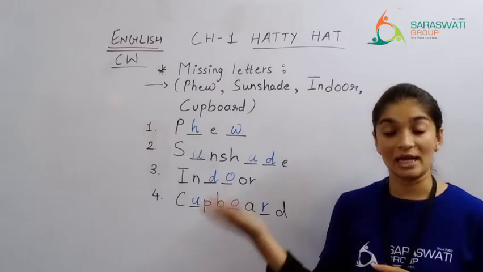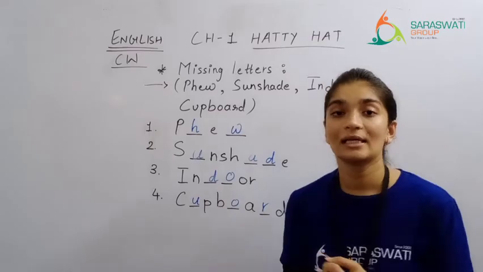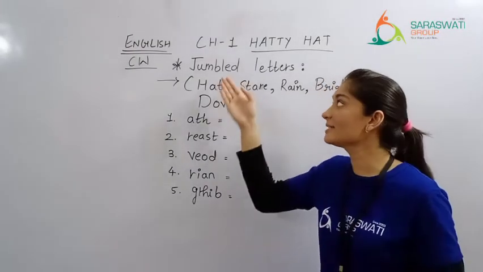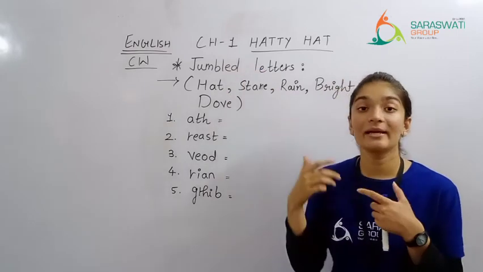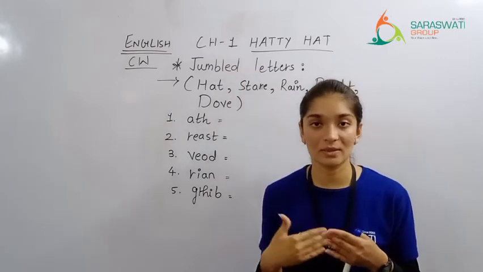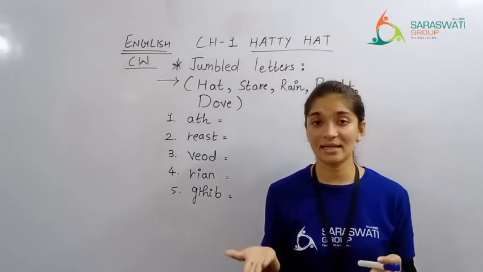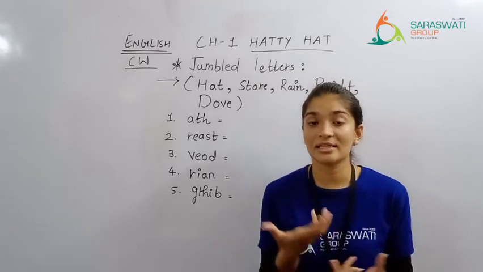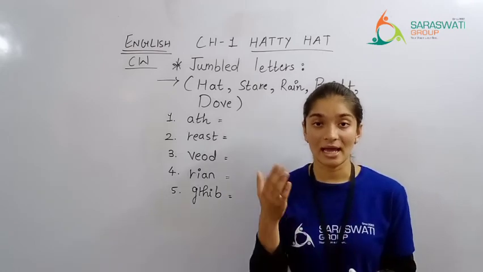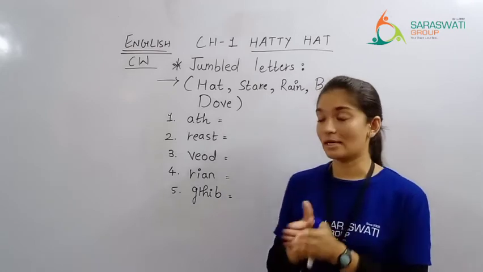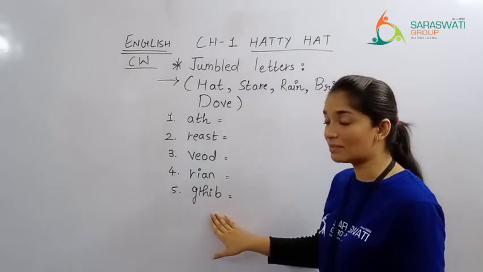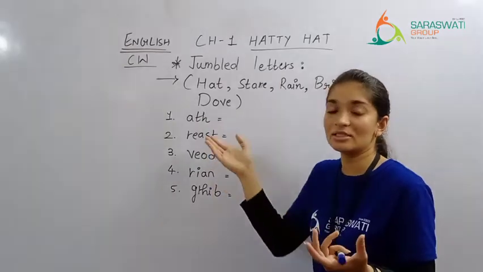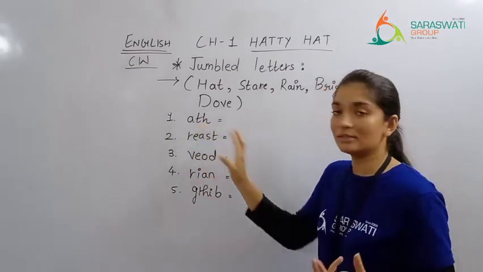So now let's move to the next thing that we are supposed to write in the class work. The next question that we are going to learn about is jumbled letters, which you have to write in your class work after missing letters, right? What do you understand by jumbled letters? Jumbled letters means letters which are not in sequence, given in a scattered order, right? So here the letters are jumbled, which are not in sequence. These letters do not mean anything. It does not make sense, right?